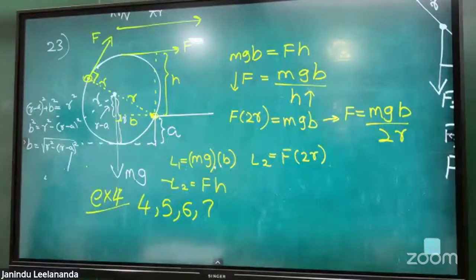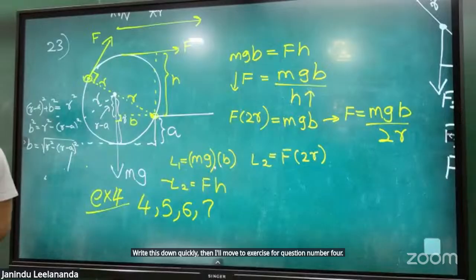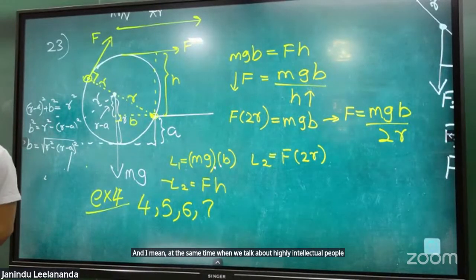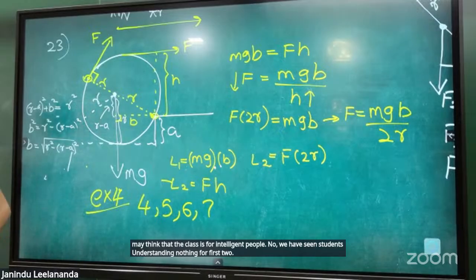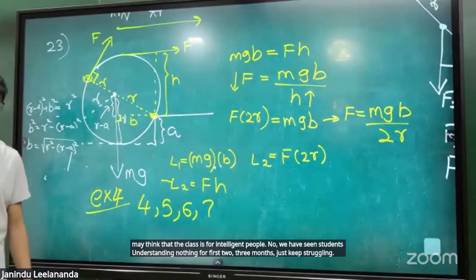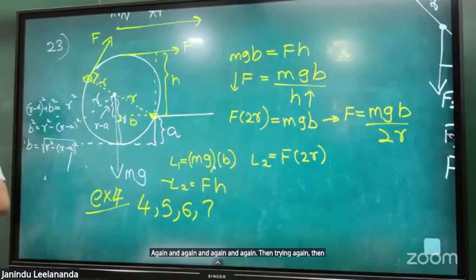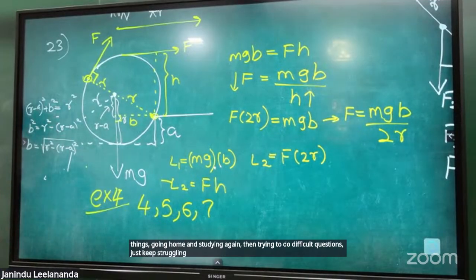Write this down quickly, then I'll move to exercise for question number 4. And at the same time, when we talk about highly intellectual people, you may think that the class is for intelligent people. No, we have seen students understanding nothing for the first 2-3 months, just keep struggling, trying again and again, trying to figure out things, going home and studying again, then trying to do difficult questions, just keep struggling and turning into highly intellectual people.